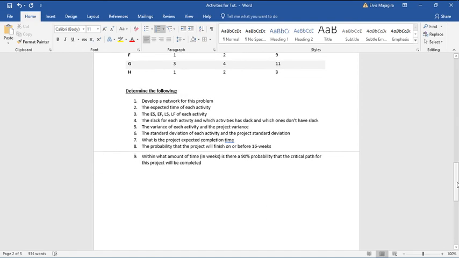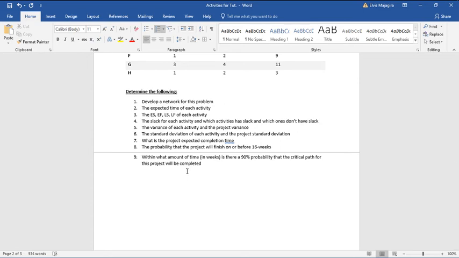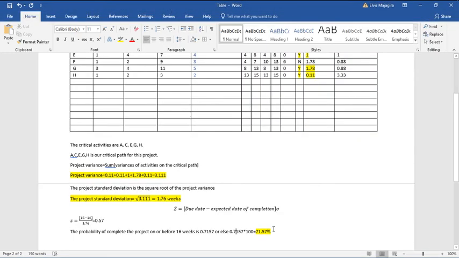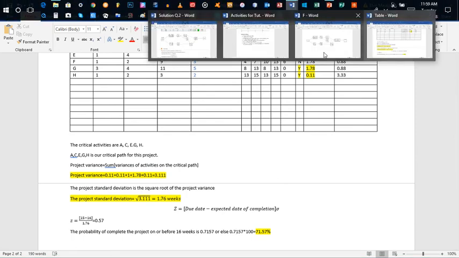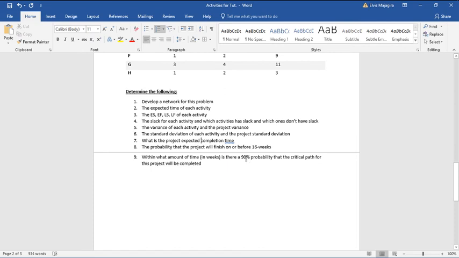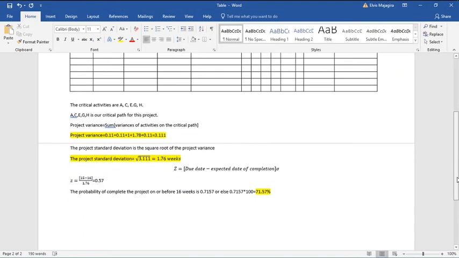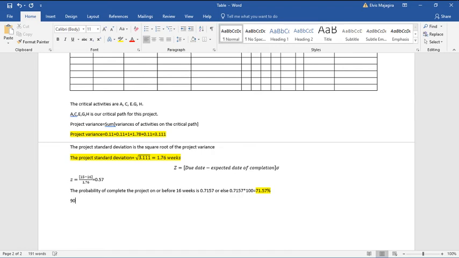Okay, we've answered question 8. Now the last question, question 9. What amount of time in weeks is there a 90% probability that the critical path for this project will be completed? Here we can see that we are given a probability already. Remember, before we were looking for a probability, but now we are given a probability already. We have 90% given to us.